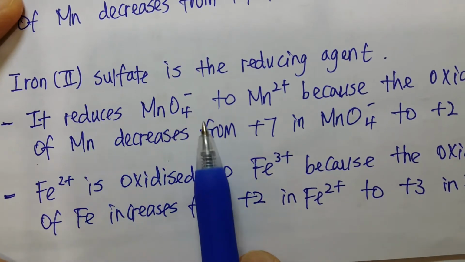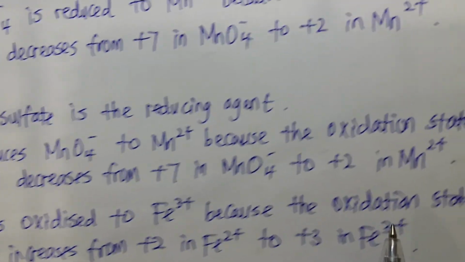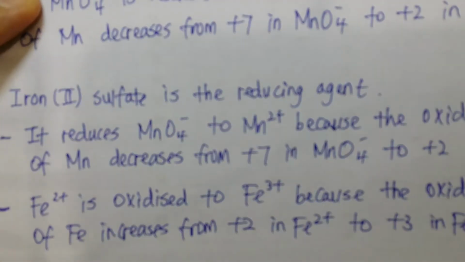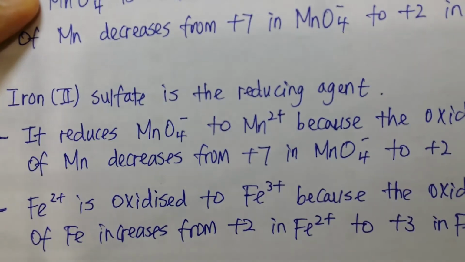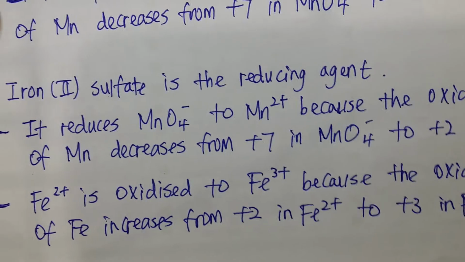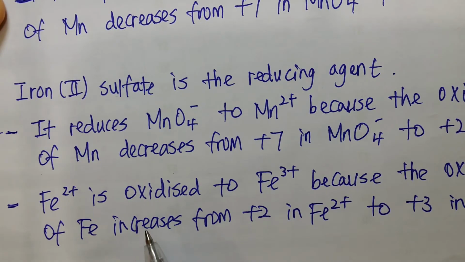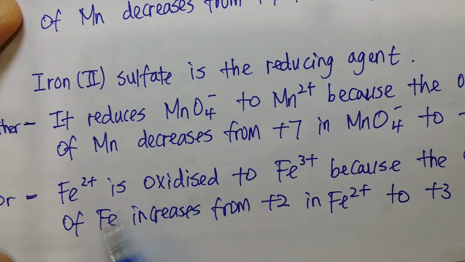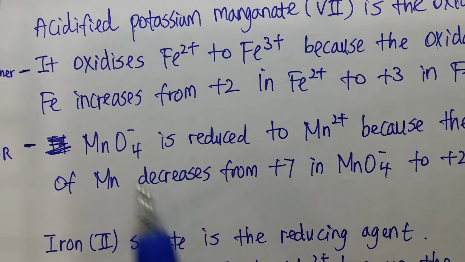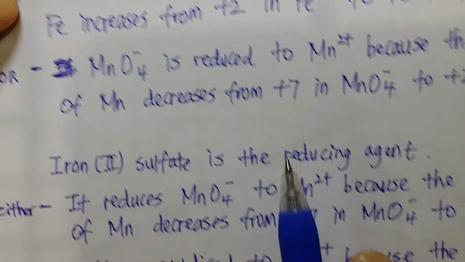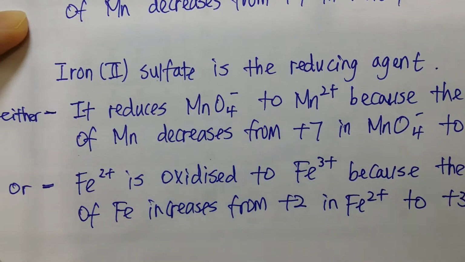It reduces MnO4 minus to Mn2 plus because the oxidation state of Mn decreases from plus 7 in MnO4 minus to plus 2 in Mn2 plus. Or you can explain from the perspective that it itself is being oxidized, Fe2 plus. So if you can see here, this answer is the same as this, and this answer is the same as this.